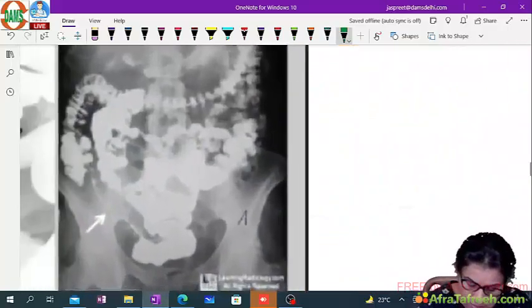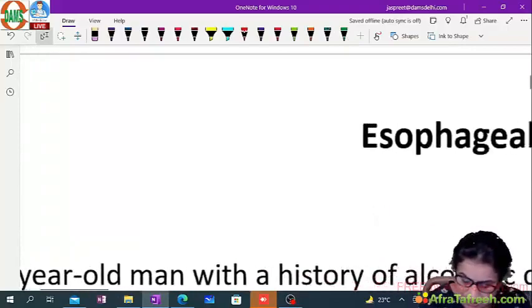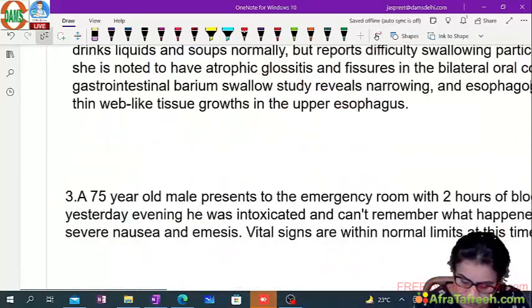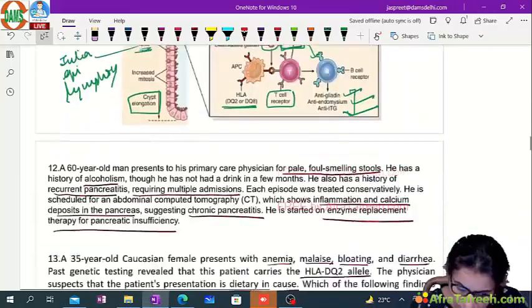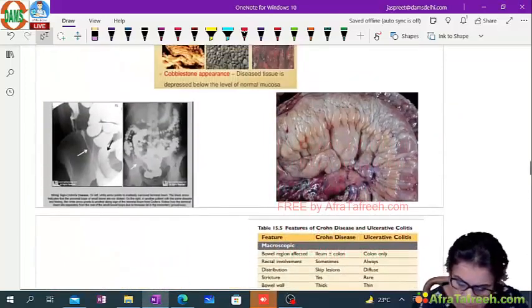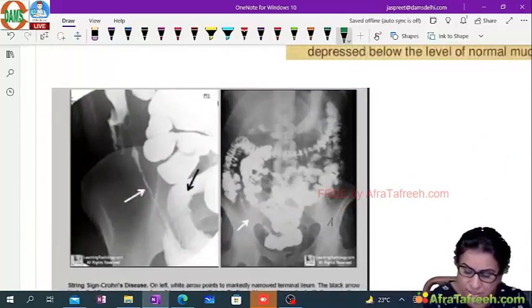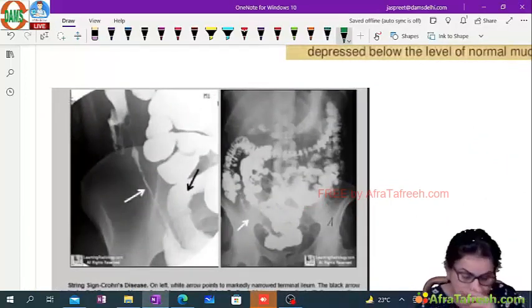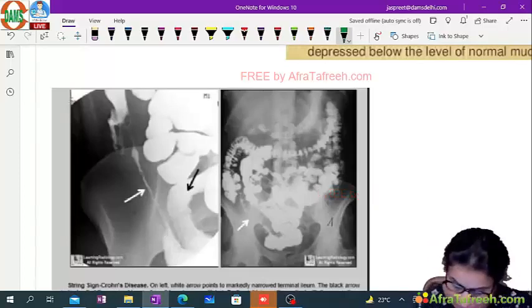Second, this is a radiology barium study showing the string sign on radiology. The arrow is showing the string sign in both the pictures. This is because of strictures. So, string sign on radiology.